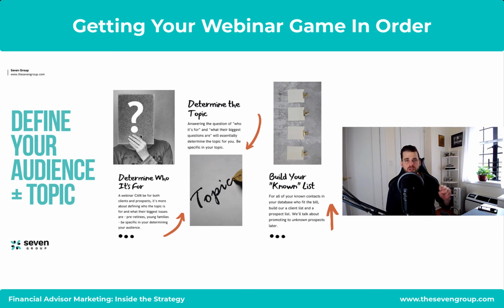And then once you determine who it's for and your topic, the next step in the webinar process is to build your list. Now, you obviously have a marketing database of clients, you have a marketing database of prospects. They probably all live together in one single email list. But now you want to separate those out.